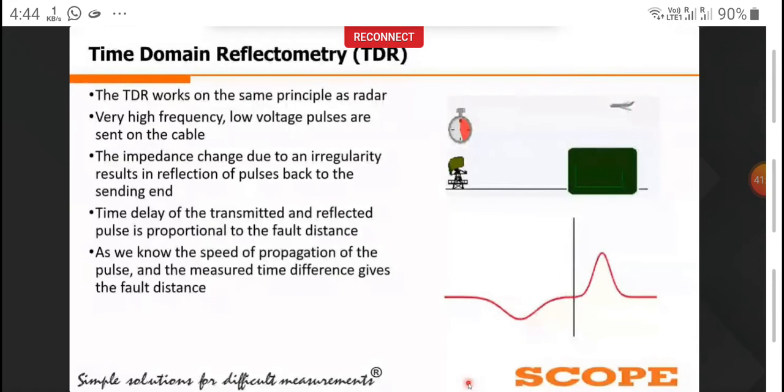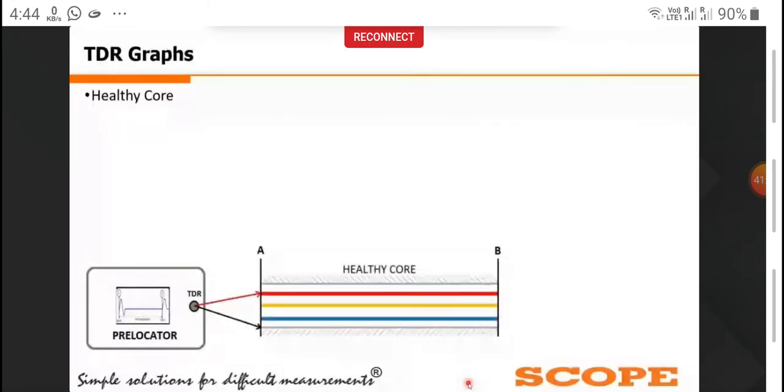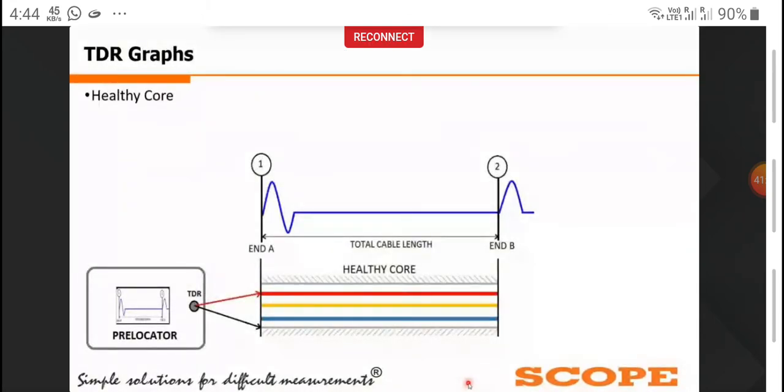Next we will see the different types of TDR graphs. In this picture you can see a healthy core. A healthy core is always used for calculating the total cable length. Here the TDR is connected between the R phase conductor and the sheath, and between them one low voltage pulse is injected into the cable.